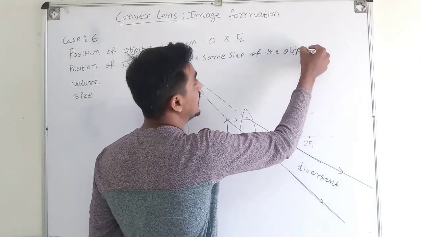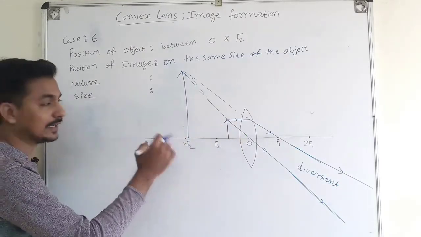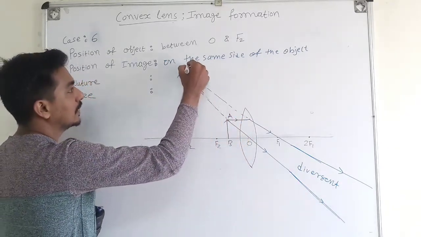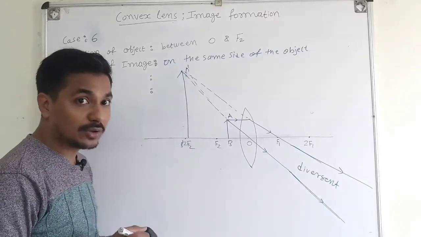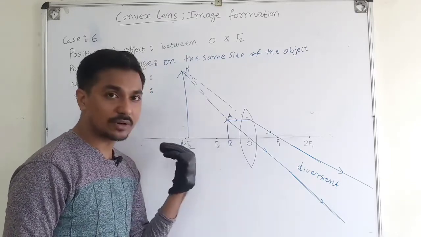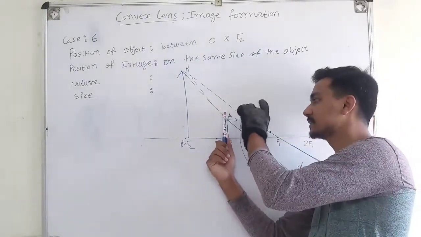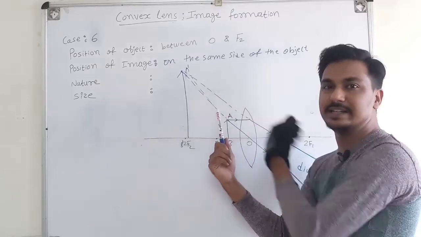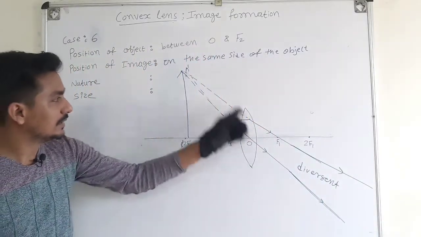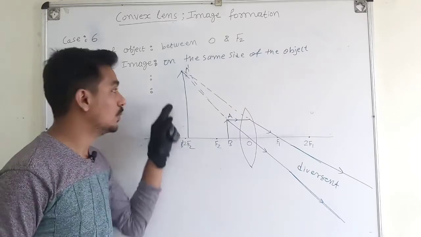So where the object is placed, at that side we are getting the image. So here the object is AB, and the magnified image is A dash B dash. We cannot place a screen at this position, right? Because when we see any object with the help of the lens, we are using the lens like this. So we cannot place the screen here. So this image cannot be obtained on the screen, and hence this particular image is called a virtual image.